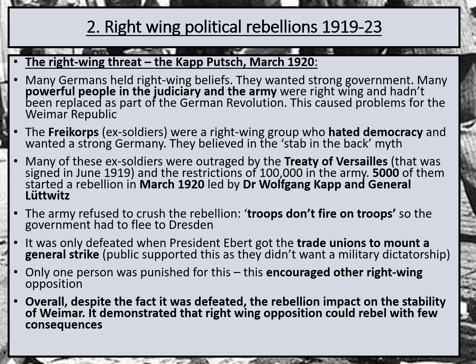So the Freikorps were ex-soldiers. They were a right-wing group who hated democracy, so that fits in with the other right-wing groups that we're talking about, and wanted a strong Germany. They really firmly believed in the stab in the back myth. Remember that what the German people had been told by right-wing people straight after the First World War is that Germany could have won. And actually, the only reason that they surrendered was because the government stabbed the soldiers in the back. The soldiers had not been defeated.